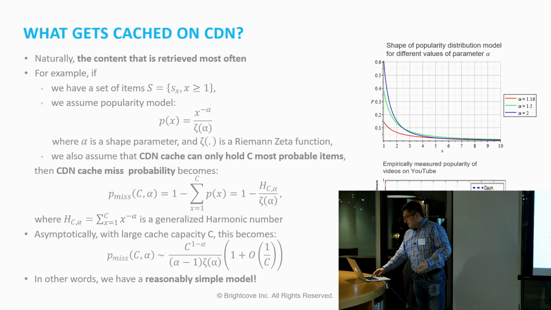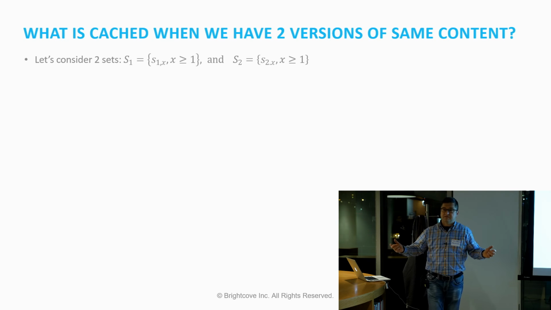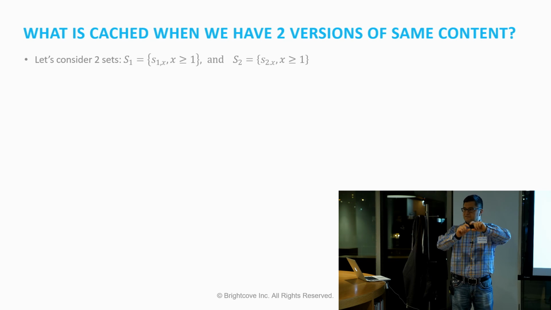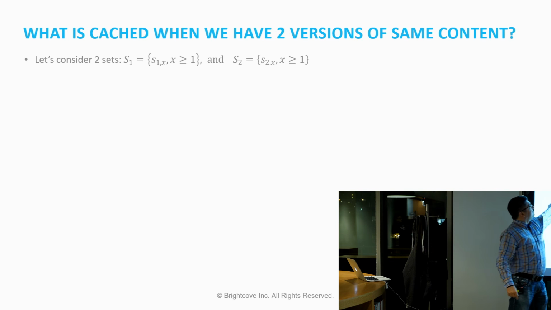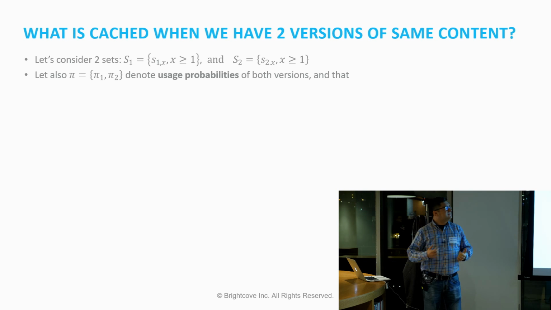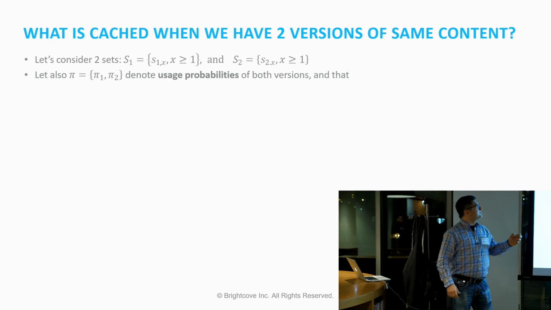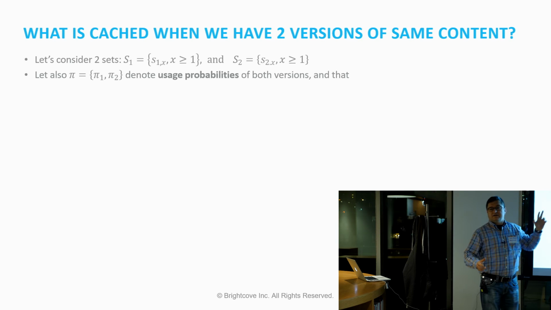And what can we do with it next? Well, now let's see what's going to happen if we have two versions of the same content. It's the same cache, same capacity C, but instead of one set of items S_X, I have two sets. One is S subindex 1 and the other is S subindex 2. What I also need to know is the relative usage probabilities between them. For example, one version is used in 25% of cases and the other in 75% of cases. So let's denote this by P1, P2.